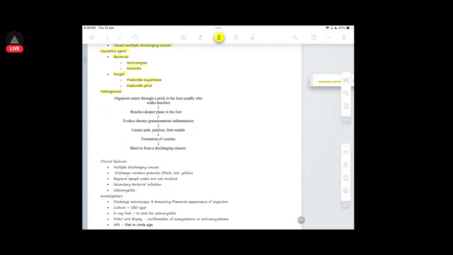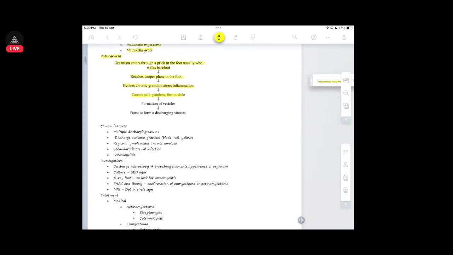So pathogenesis: the organism enters through a prick in the foot, usually in a patient who walks barefoot. It reaches the deeper plane in the foot. It evokes chronic granulomatous inflammation. It causes a pale, painless, firm nodule. It forms vesicles and bursts to form a discharging sinus.